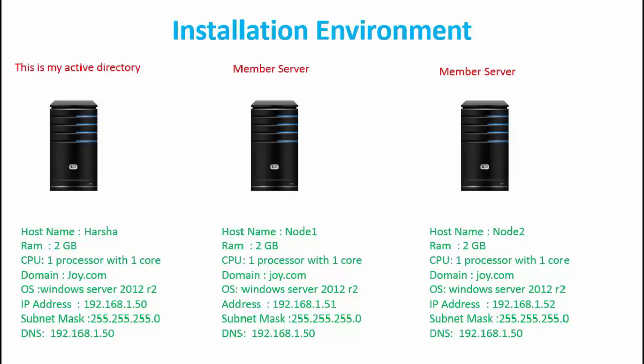The first adapter IP address is 192.168.1.50, and this is the DNS. I don't have DHCP in the environment. If you have it, no problem. Coming to the member servers, the configurations are the same. Only the IP address and the host name are changed, and the second member server is also the same.